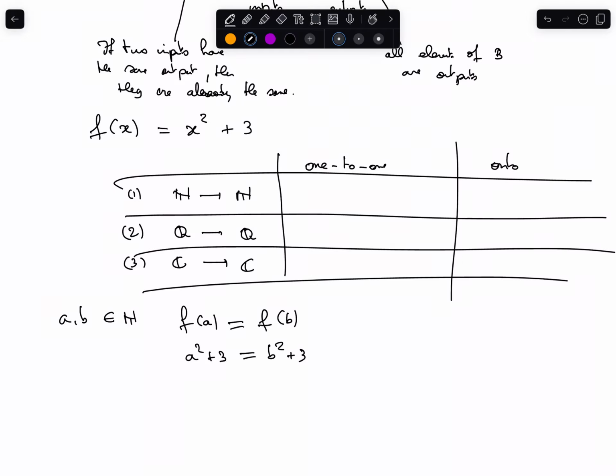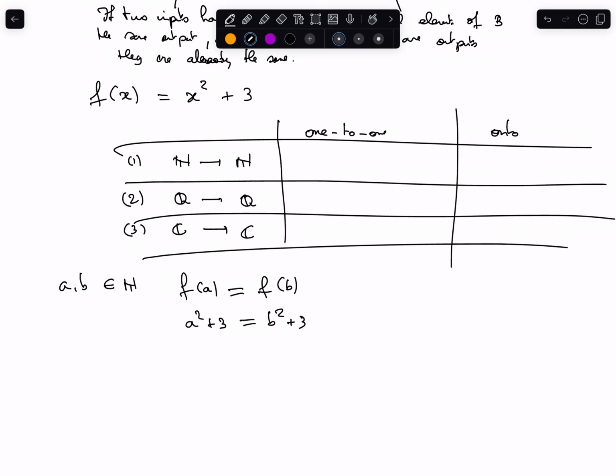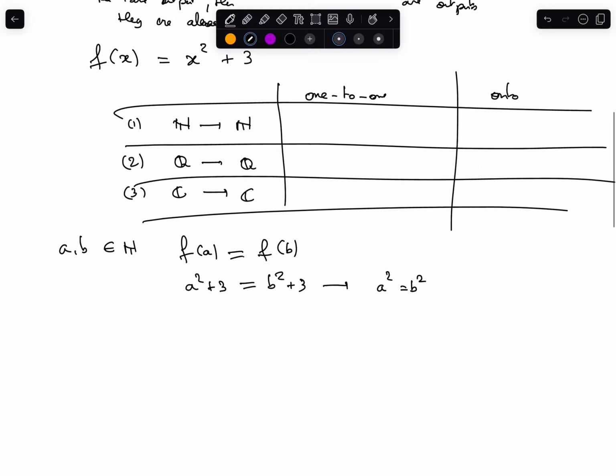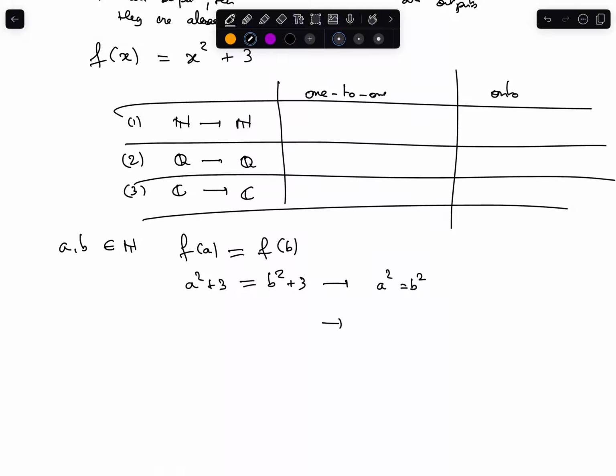You can cancel the 3 on each side, so this becomes a squared equals b squared. Then we know from elementary algebra that there are two possibilities. We can take the square roots, but remember, square roots are either positive or negative, so this means that a is either b or negative b. We always make this short notation like this.